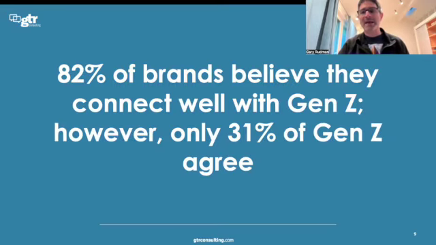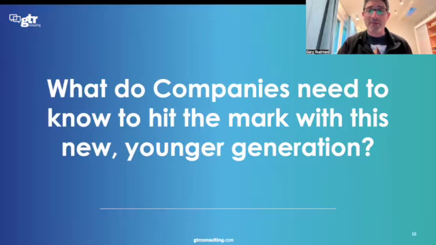And we see this all the time. 82% of brands think they get Gen Z, and 31% of Gen Z agree with them. That means it's a huge, huge gap. And so many companies are doing this. And so that's why we've developed these four keystrokes. And this is what they have to understand.